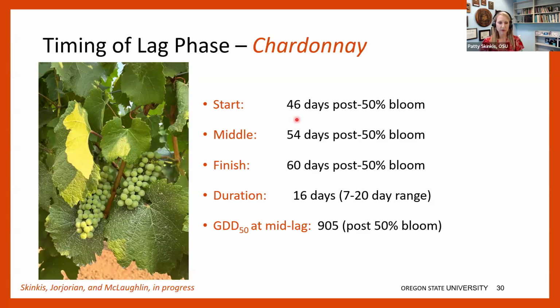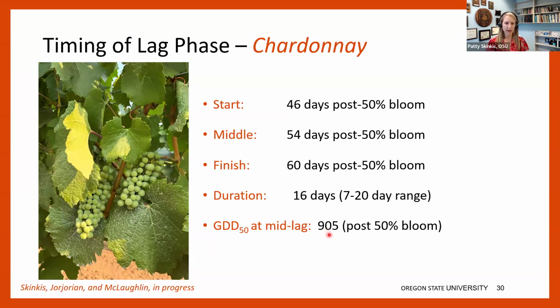Now, Chardonnay is a little bit earlier than Pinot Noir in general in this region, so these won't line up perfectly. They will be shifted a bit earlier than Pinot Noir. The duration of lag phase on average for Chardonnay was 16 days, but again a huge range, between 7 and 20 days. Again, we had the cool and hot years of 2011 and 2015 in this data set.